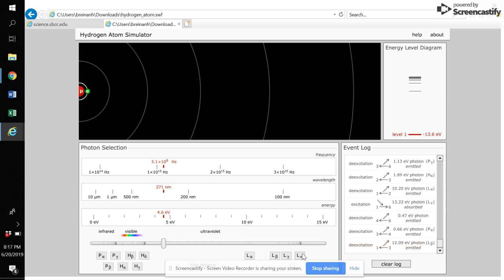That concludes the video. You can learn more about the Bohr model by playing with this simulation on your own, but you will need a computer that runs Flash to do it.